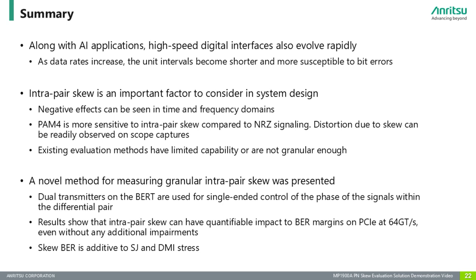Dual transmitters on the BERT are used for single-ended control of the phase of the signals within the differential pair. Results show that intra-pair skew can have quantifiable impact to BER margins on PCIe at 64 gigatransfers per second, even without any additional impairments. Skew BER is additive to SJ and DMI stress.